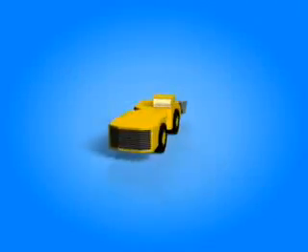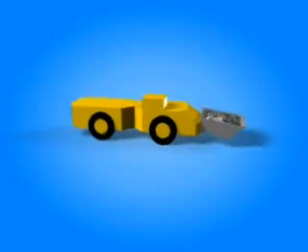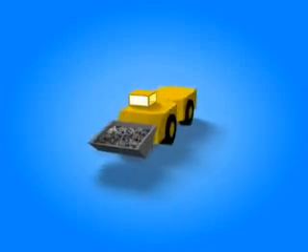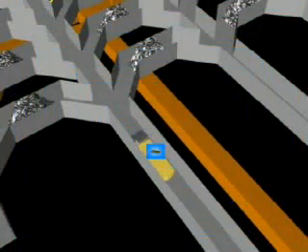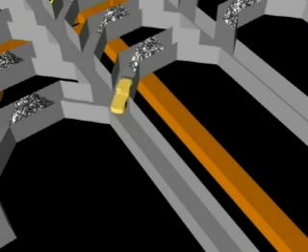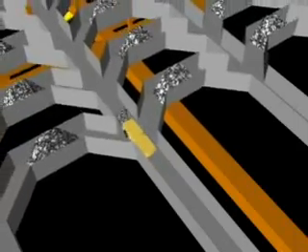LHDs, or load haul dump units, are used for this purpose. In effect, these are simply front-end loaders modified for underground use. The LHDs operating in the production level remove the ore that has fallen into the draw points and transport it to and then dump it into the ore passes.